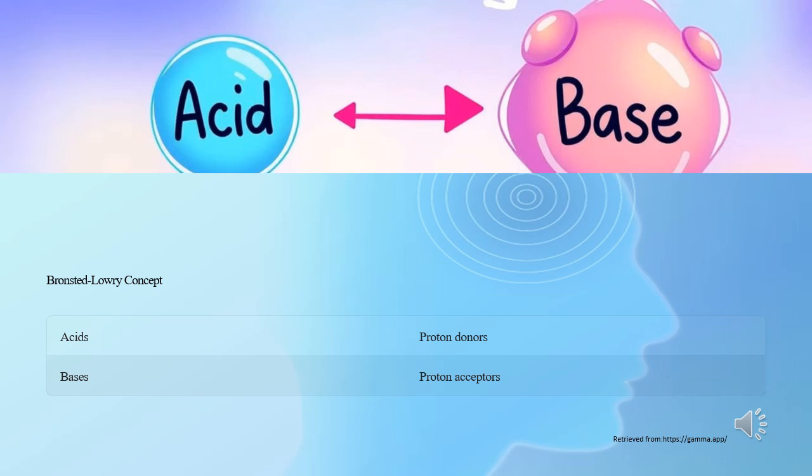The Bronsted-Lowry concept of acids and bases, developed by Johannes Bronsted and Thomas Lowry in 1923, expanded on the Arrhenius concept and provided a broader definition of acids and bases. According to this theory, an acid is a substance that donates a proton to another substance. A base is a substance that accepts a proton from another substance.